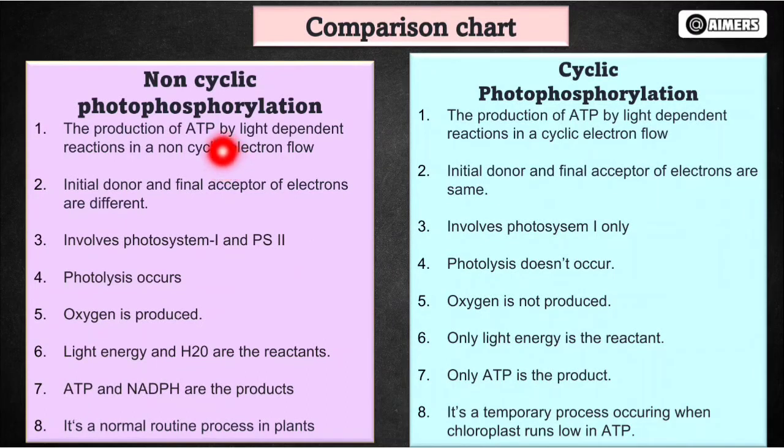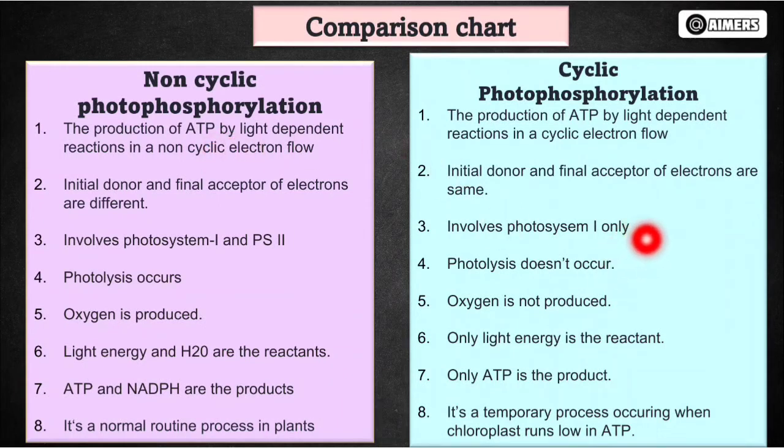But if ATP is low in the chloroplast, then it's a temporary circuit. It's just a short circuit. You saw that I mentioned in the previous slide that cyclic photophosphorylation is a short circuit, which means that only photosystem 1 was involved. The pathway was short. It was not the Z scheme. So the pathway was short. That's why it's called a short circuit.